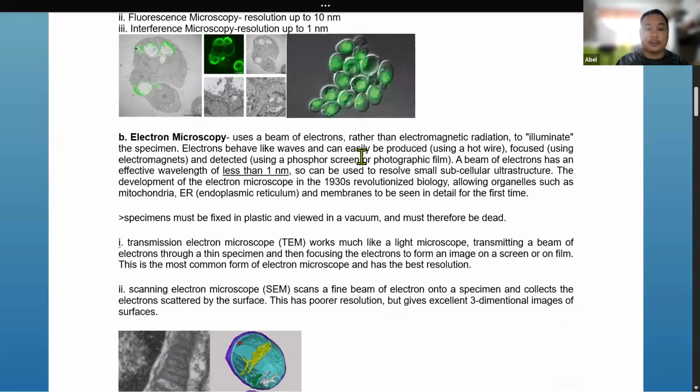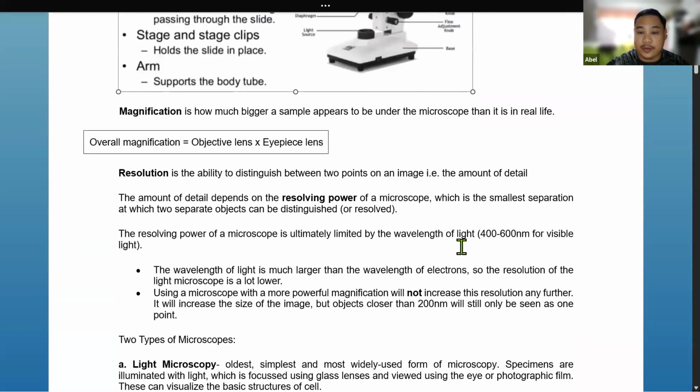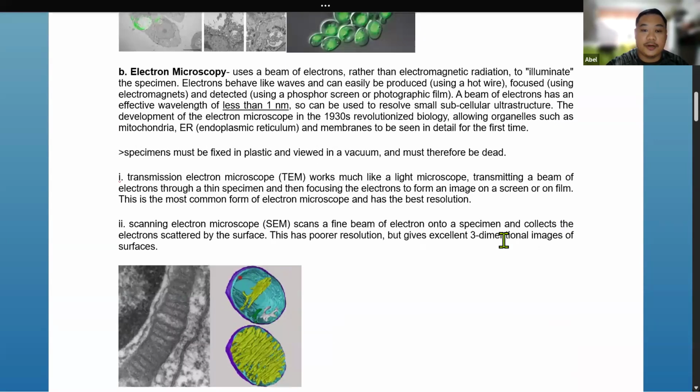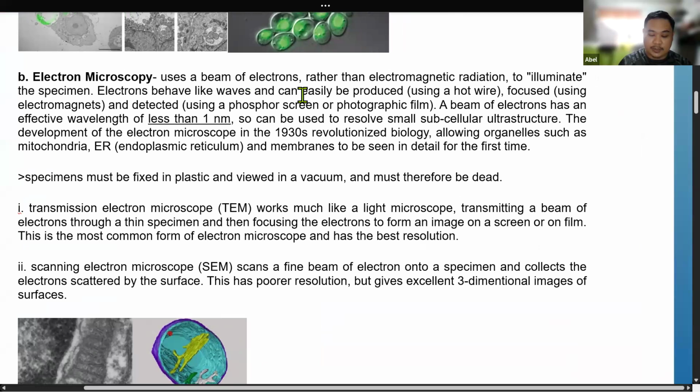However, there will be a problem, because for viewing that we cannot use light, okay? Because light has a greater wavelength as compared to electrons. And remember, light has 400 to 600 nanometers for visible light. Now, if we want to have a more detailed image, we will use electron microscopy, wherein it uses a beam of electrons rather than electromagnetic radiation to illuminate the specimen.